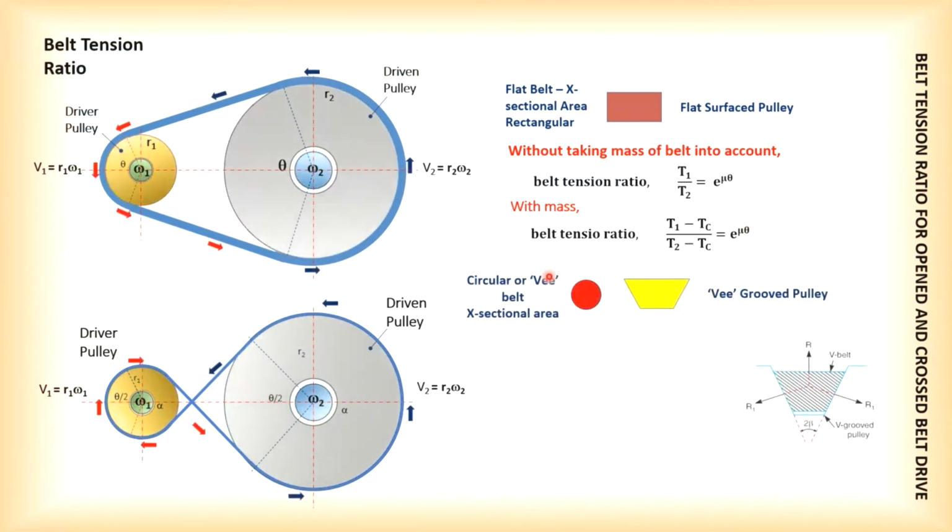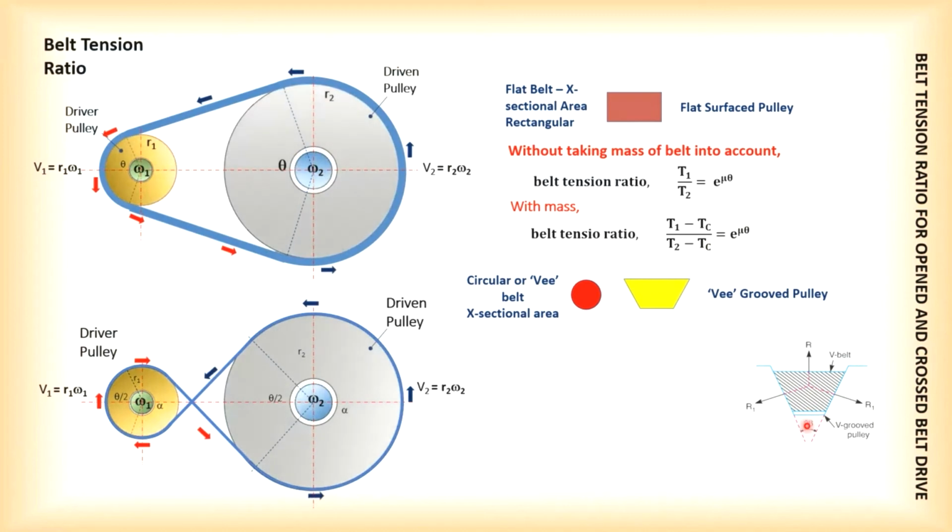Now, for example, if we are using a circular belt, a rope, or a V belt, then we must have a V groove pulley. That means the surface of the pulley must have a groove on it so that the circular belt can sit nicely on the groove, or the V belt can sit nicely on the V groove on the side surface of the pulley.